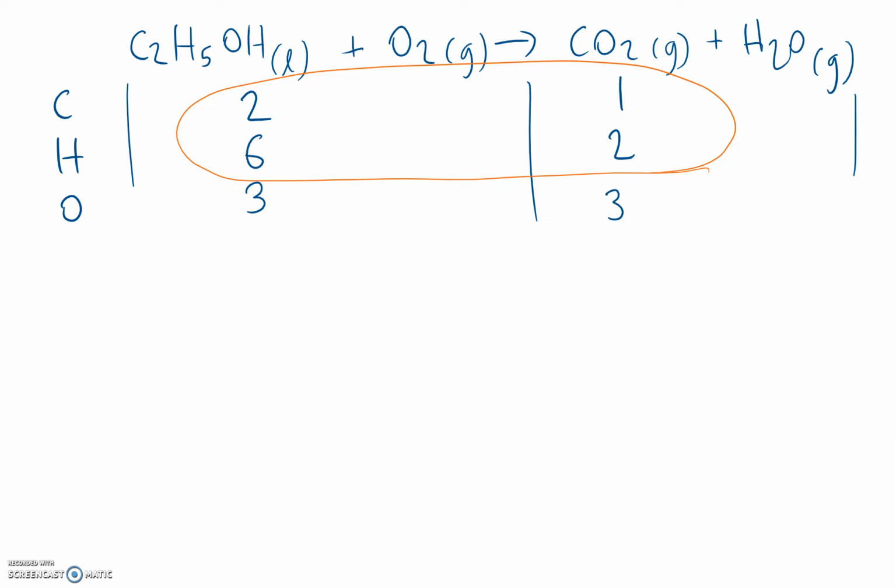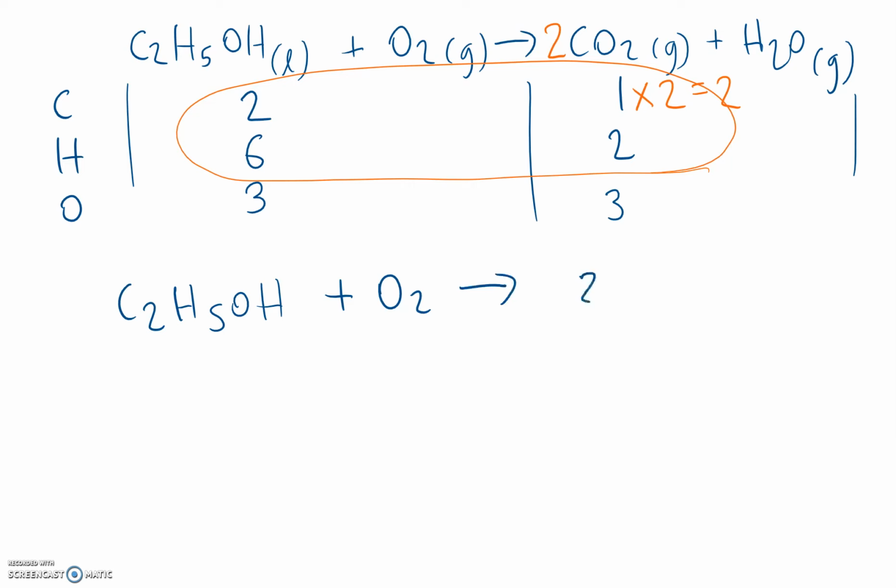I have 2 on the left, I need 2 on the right, so I multiply that by 2, or put a coefficient in front of the carbon dioxide, and that gives me 2 carbon on each side. But I rewrite the equation below the table. I'm not going to put the states of matter in, a liquid, gas. I'll save that to the end.